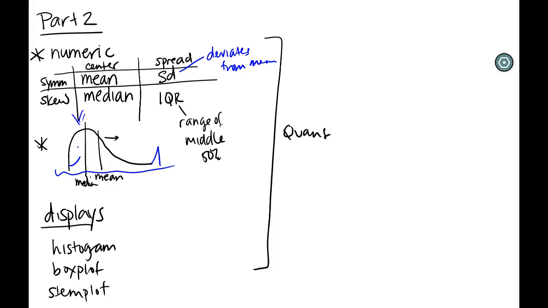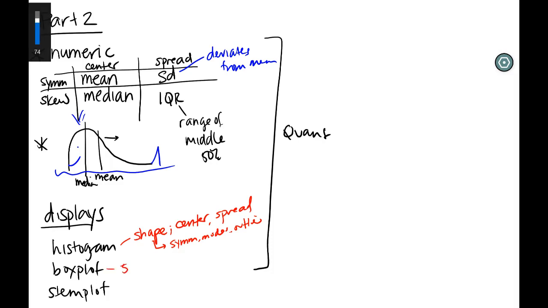Everything here is quantitative. I have to have numeric data in order to take an average or make a histogram and all that. In terms of the displays, more stuff you could be asked for, right? Just remember the histogram is where you can see the shape, the center, and the spread. And then the shape itself was the symmetry, modes, and outliers. There's a whole lot we can actually talk about in terms of a histogram. And then the box plot, this thing involves our 5-number summary.